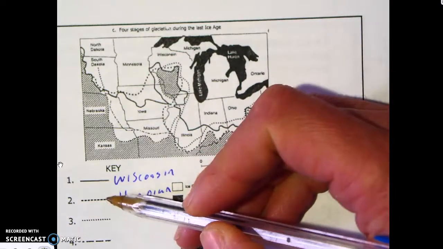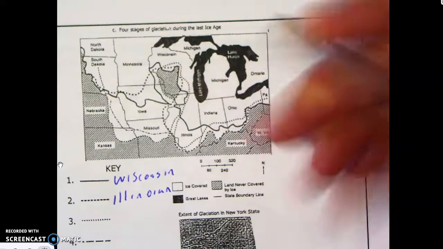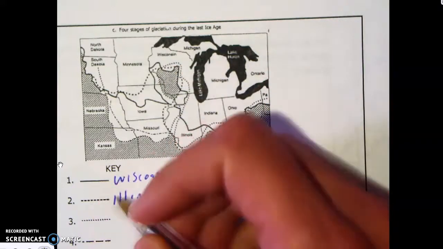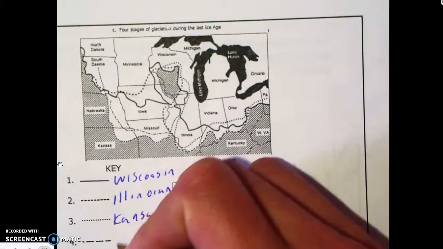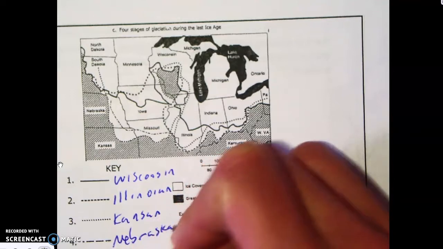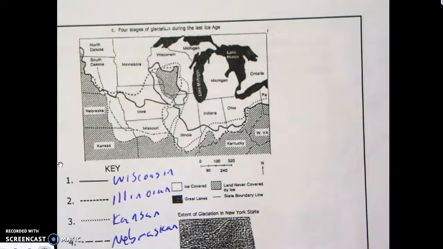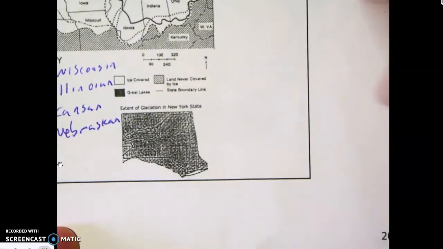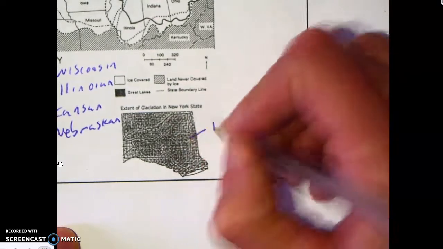And if we look at this dashed line, this would show the extent of ice during the Illinoisan Ice Age. The finer dotted line would be the Kansan Ice Age. And then we have the Nebraskan Ice Age. And this is really showing the extent of the glaciation during these last 4 ice ages. Now if we look at the extent of glaciation in New York, well, here's a map of the state. The shaded area would be ice.